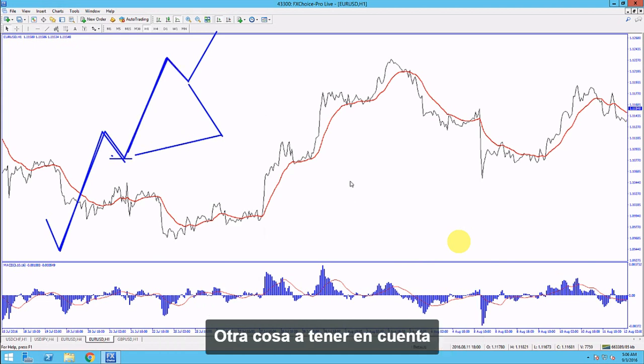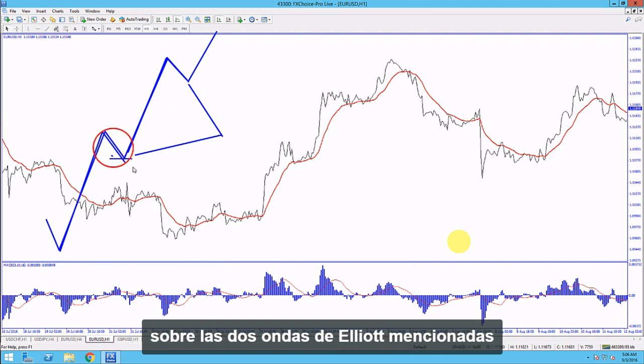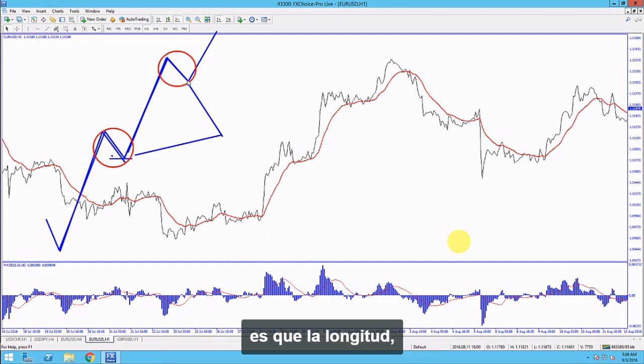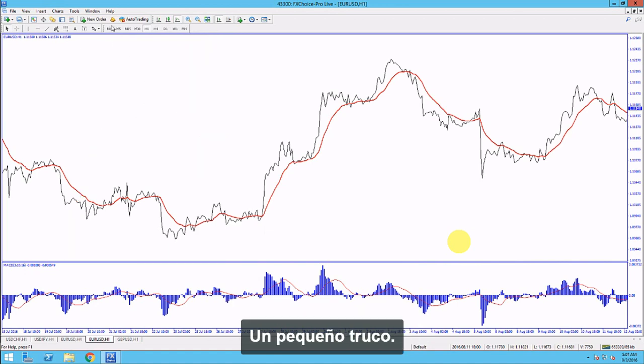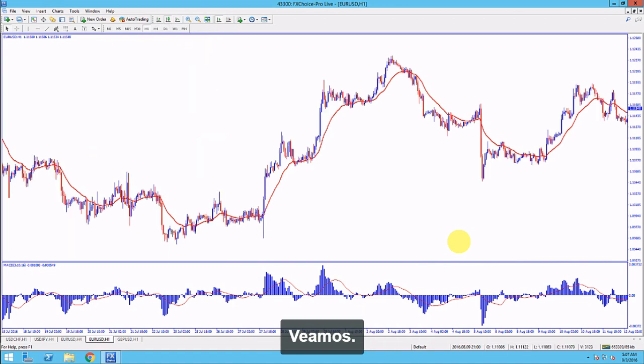The other thing to note, in both forms of Elliott that I just mentioned, this length of the 3 to 4 and 1 to 2 are typically roughly the same. So if this is 10 points, this would roughly be 9 to 11 points. Little trick. So let's take a look.